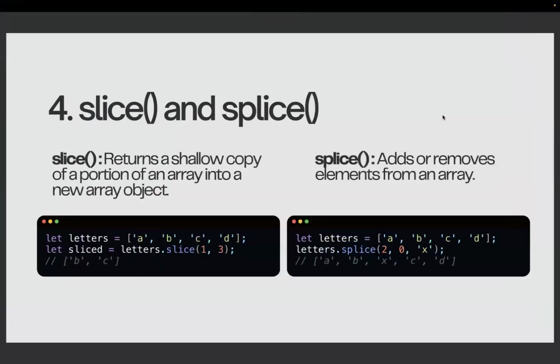I think no. Then we're gonna go a little bit more into the challenging parts of the array methods. We have slice, which returns a shallow copy of a portion of an array into a new array object. Shallow copy means it works like substring, basically returns part of an array and stores it into a new array.